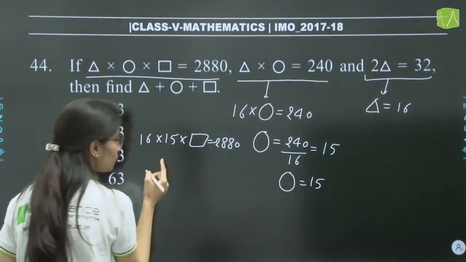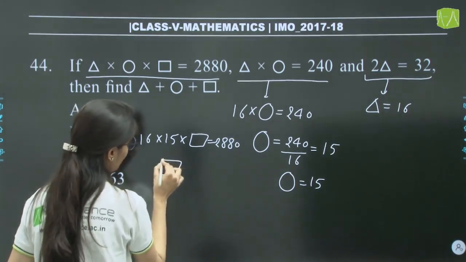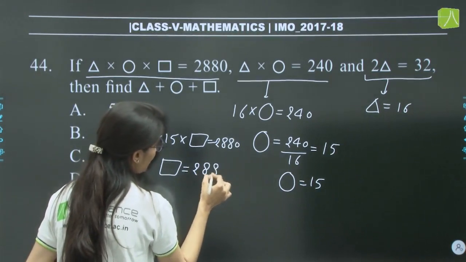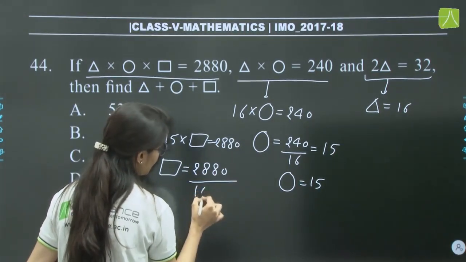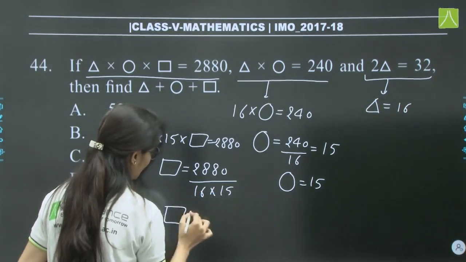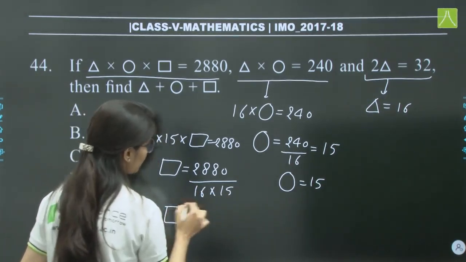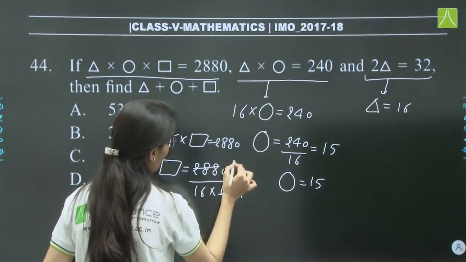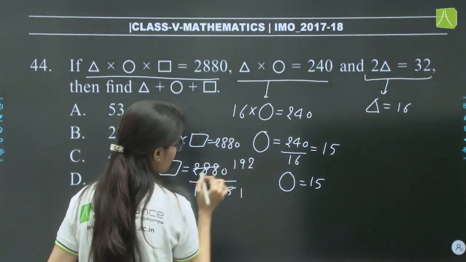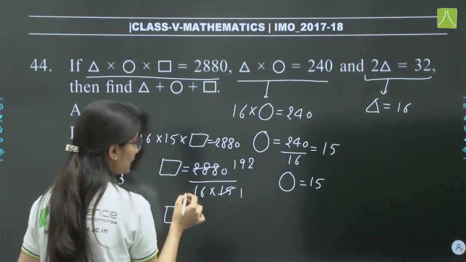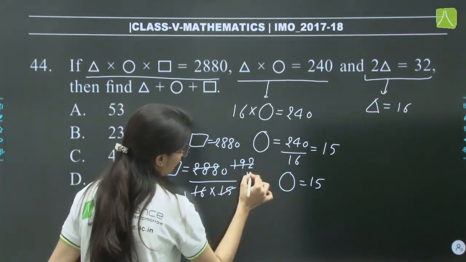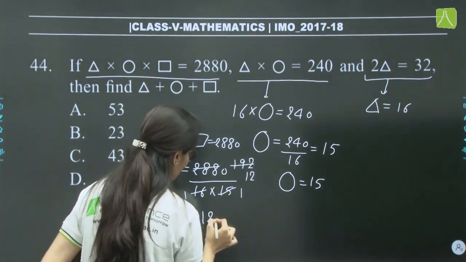Now to find out the value of this square, you have to take this 16 and 15 to the other side of the equal sign. So it's 2880 divided by 16 multiplied by 15. And now just solve it, you will get the answer. You can cut this first. It's 9 times and then it's 2 times. So it's 192 divided by 16. Now you can cut this 16 with this 192. It will be 12 times. So the value of this square is 12.